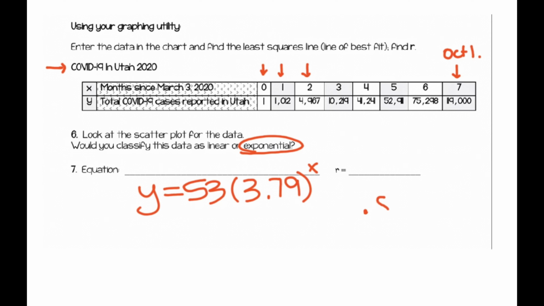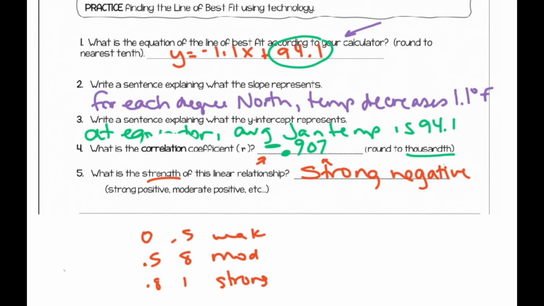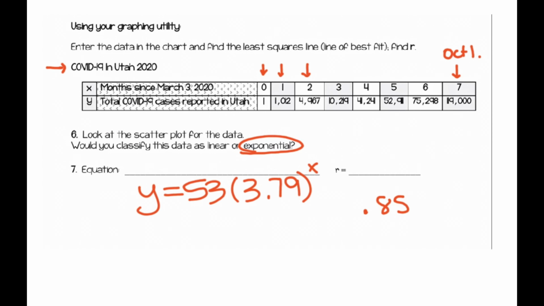Your calculator says 0.85. That's still in the strong category, but notice how it's closer to moderate. See how it was a lot less strong than it was on our previous problem? On our previous problem, we had a much stronger correlation than negative 0.9. Since this is 0.85, that's a little further away from 1, so it's a little less strong. So it's still considered strong, but just not as strong. And that's why the curve in your calculator doesn't fit the data as well.